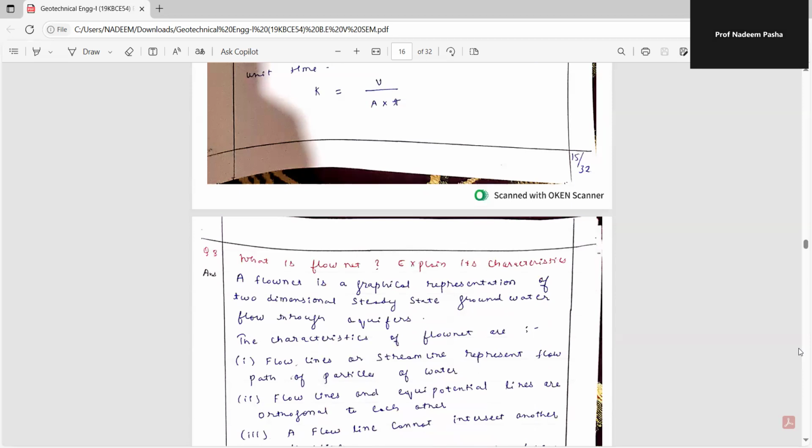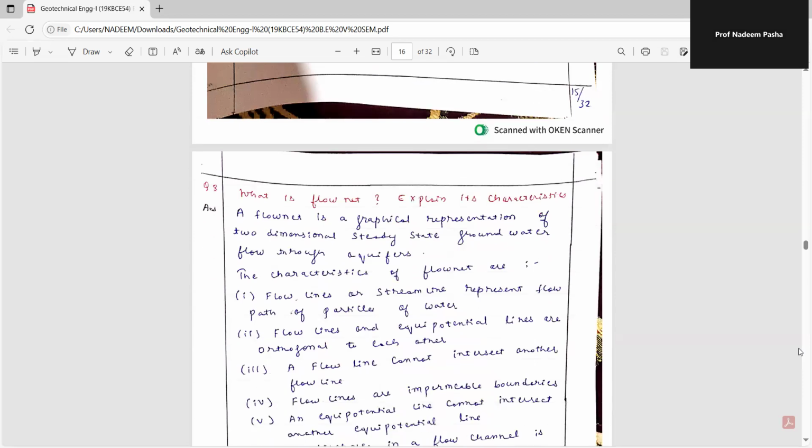Next, what is a flow net? Explain its characteristics. A flow net is a graphical representation of two-dimensional steady state groundwater flow through aquifers. So what is a flow net? It is a graphical representation, two-dimensional, of steady state groundwater flow through aquifers.